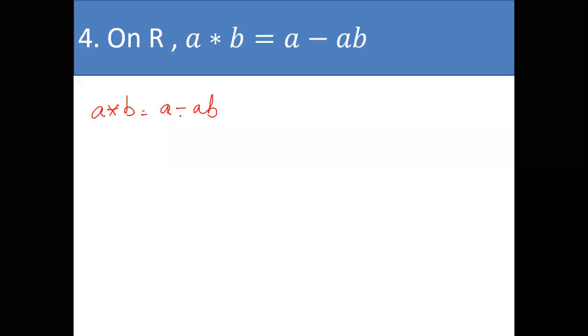What is the definition of a binary operation? An operation is said to be binary if you get an answer in the real number set itself, and the answer should be unique. So yes, clearly it is a binary operation. Now check for the commutative property.